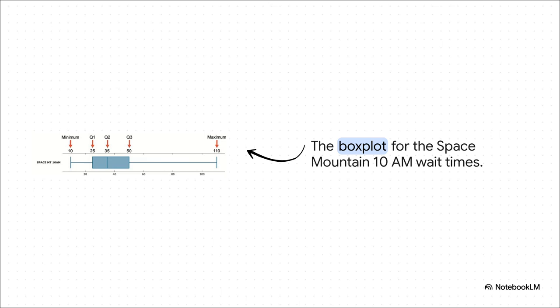And here it is, the finished product for our wait time data. In this one picture, you see the whole story. The whiskers show you the full range, from 10 all the way to 110 minutes. The box itself shows you where the middle 50% of wait times are, between 25 and 50 minutes. And that line in the middle tells you the median wait time is 35 minutes. It's so much information in such a small space.